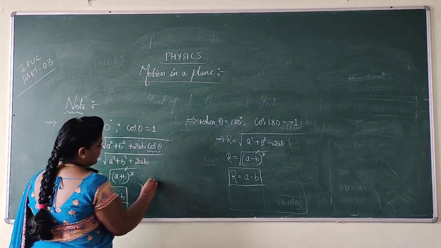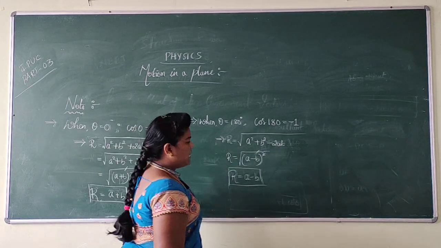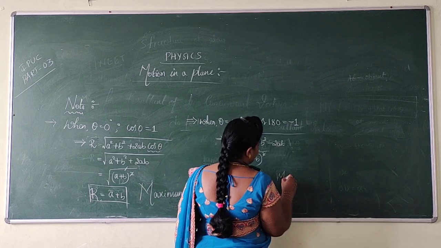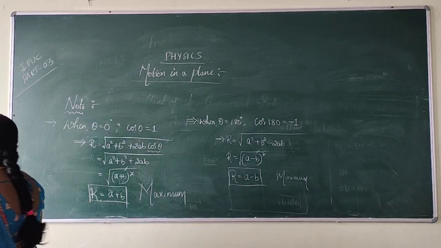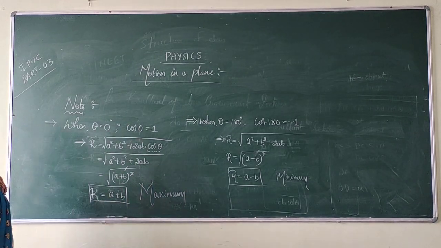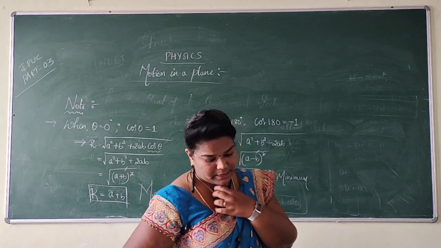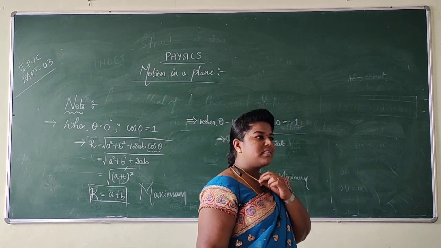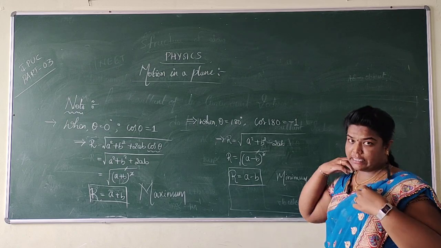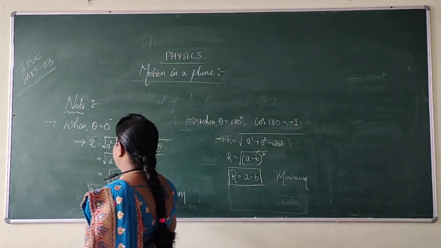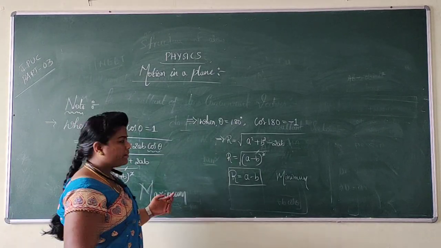So the resultant when the angle is 0 degrees is maximum, and when the angle is 180 degrees, the resultant is minimum. So this is what we deduced, my dear students. From these two cases we came to the conclusion that when the angle between the two vectors is 0 degrees, the resultant becomes maximum, and the resultant becomes minimum when the angle between them becomes 180 degrees. So in your book, I am writing case 1, which gives the maximum resultant.